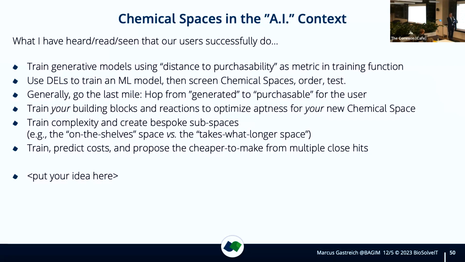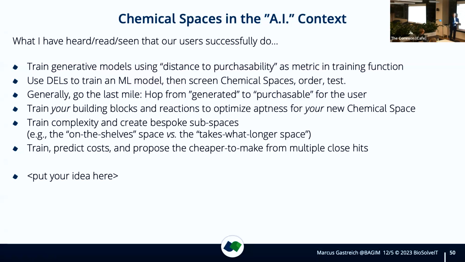They use DELs to train a machine learning model, then screen chemical space compounds, order, test. Very interesting combination, because that's also combinatorial. Generally also, it's about the last mile. So hop from the generated, whatever is in front of you in the computer, in front of your face and on the screen. Okay, that's nice, but where can I purchase it? So do this little last hop. How can I get this on my desk for the user?